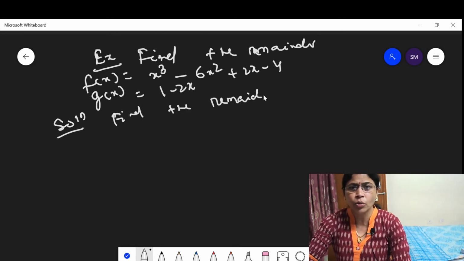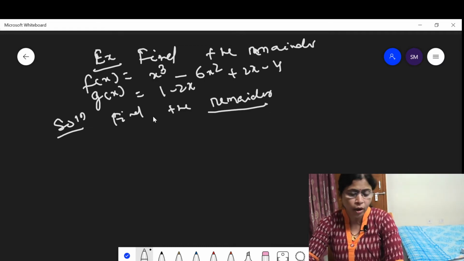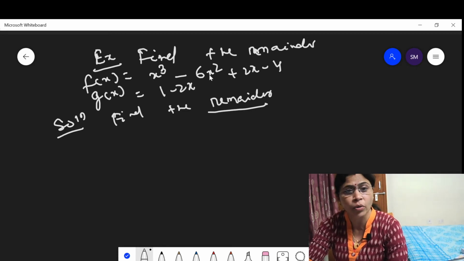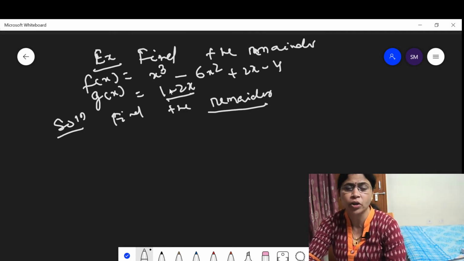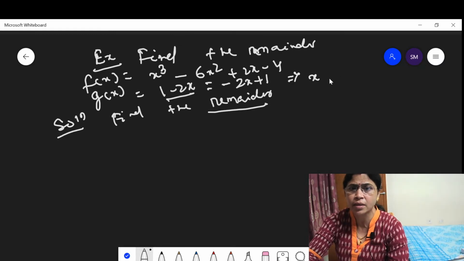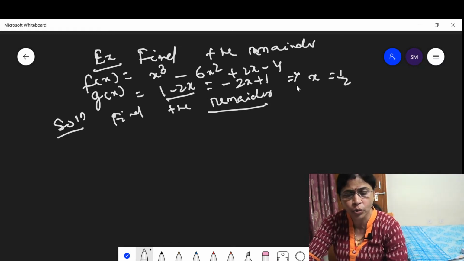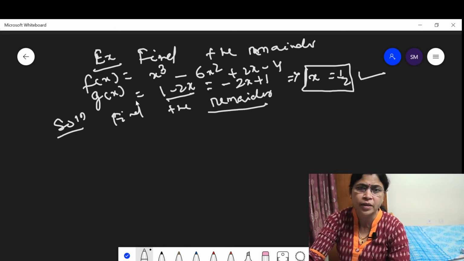We should use the remainder theorem here. We need not do the division and find the remainders. We can apply the remainder theorem. As g(x) is given as 1 minus 2x, this means minus 2x plus 1. Then by solving this we get x is equal to 1 upon 2. Then x equal to 1 upon 2 is the root of g(x).